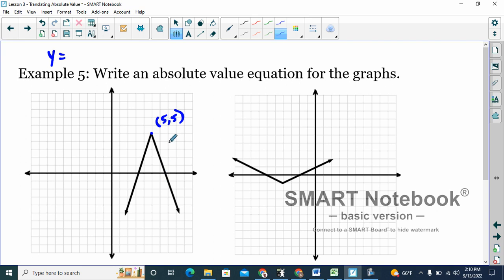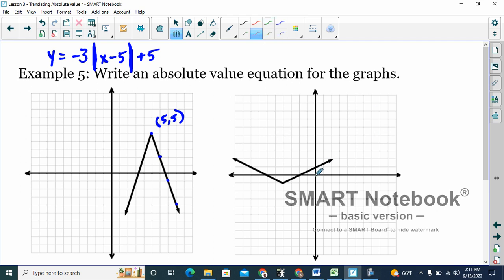So to get my vertex at 5, 5, that means I need to translate right 5, x minus 5, up 5, plus 5 at the end. The x should be inside the absolute value. That's what makes it a V. And then out front, the V opens down, so I know it's a negative number, and it opens down with a slope of 3 over 1. Down 1, 2, 3 over 1. So y equals -3 times the absolute value of x minus 5 plus 5.